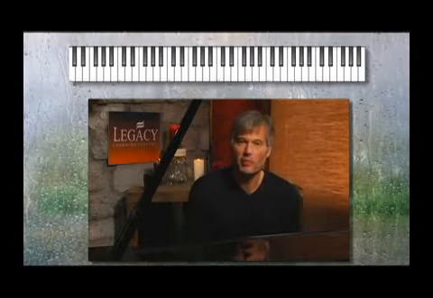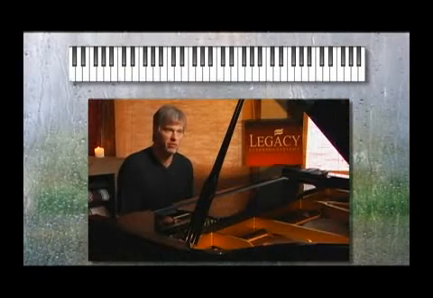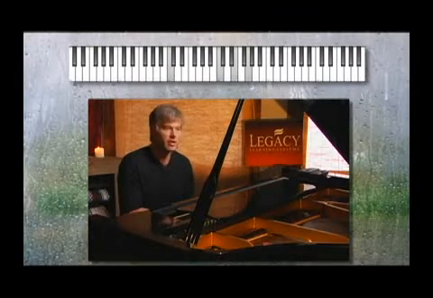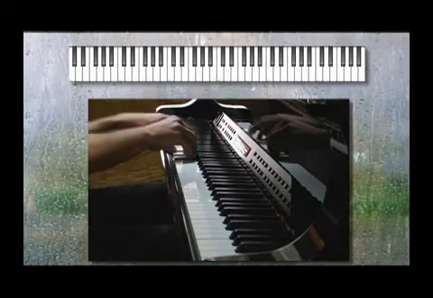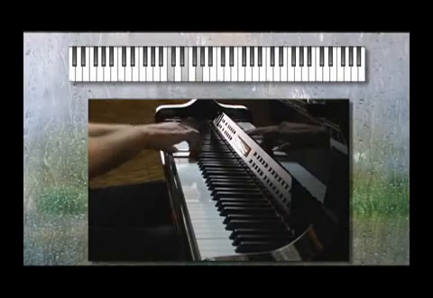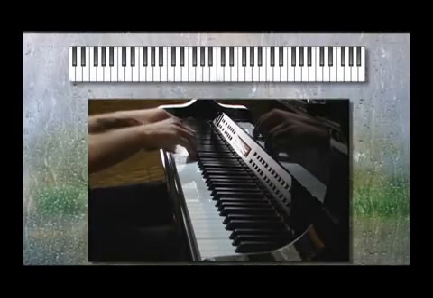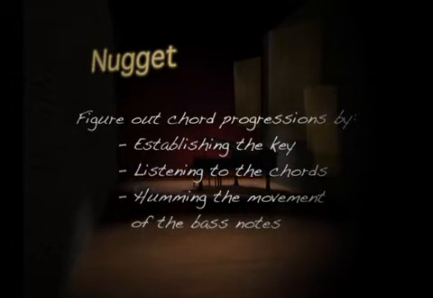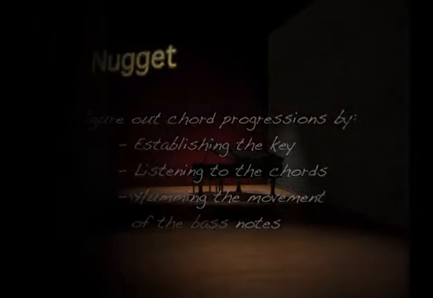And I do all this by humming along with the bass note. Eventually, we'll begin to associate the sound of the bass note moving in certain ways with certain progressions, like this 1, 6 minor, 4, 5 movement on Heart and Soul. And again, I'm humming along with the bass notes. And this brings us to today's nugget. You can figure out chord progressions by establishing the key and listening for and humming the movement of the bass.